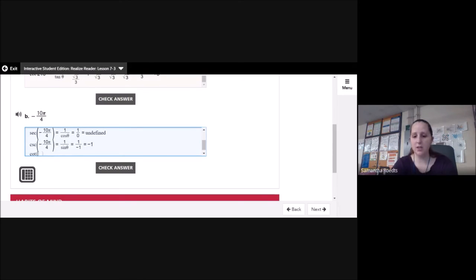And then cotangent of negative 10 pi over 4 equals 1 over tangent theta. And tangent theta is 1 over 0, which is like saying 1 times 0 over 1, which is 1 times 0, which is 0.